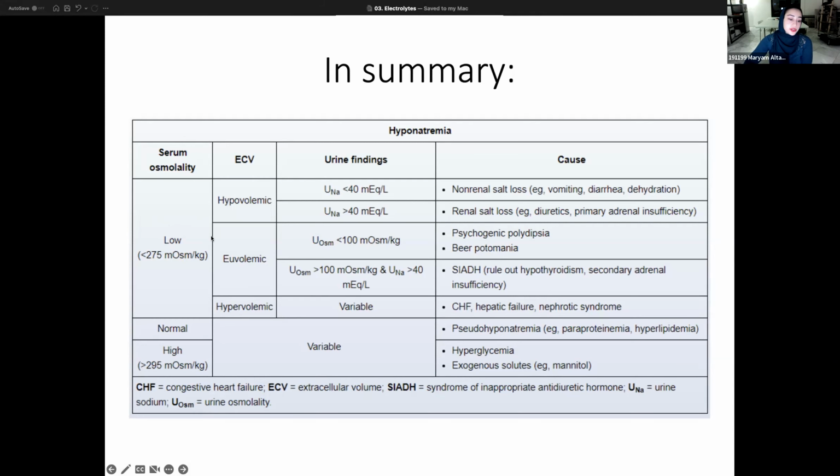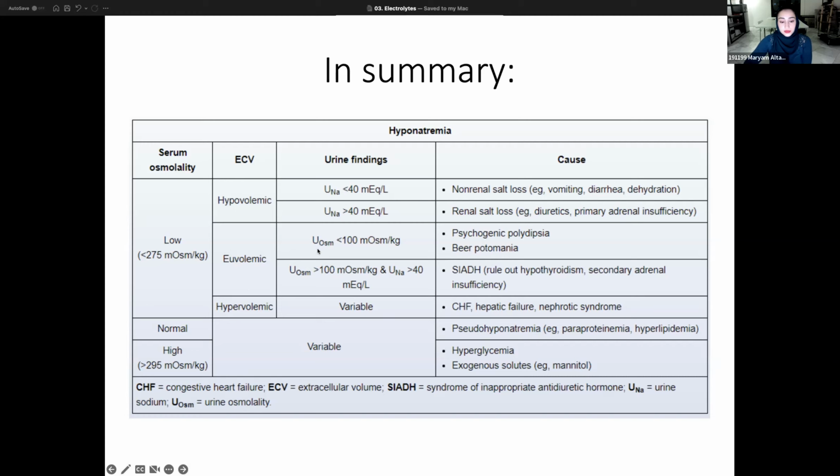True hyponatremia, where you have low osmolality, can be hypovolemic, euvolemic, or hypervolemic. In hypovolemic, if you have low urinary sodium, that means you're hypovolemic and you're dehydrated. So here you're going to have non-renal salt loss, like vomiting, diarrhea, dehydration. If urine sodium is high, then it can be due to renal causes. So diuretics, primary adrenal insufficiency.